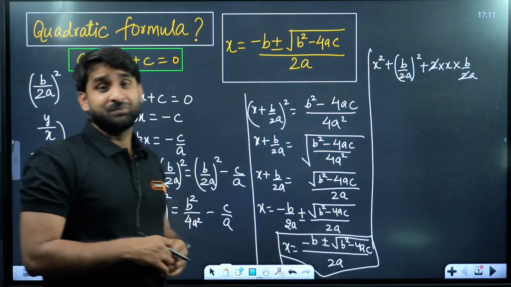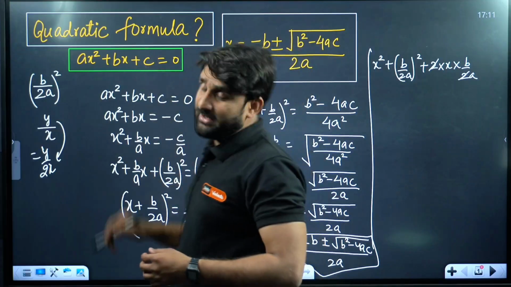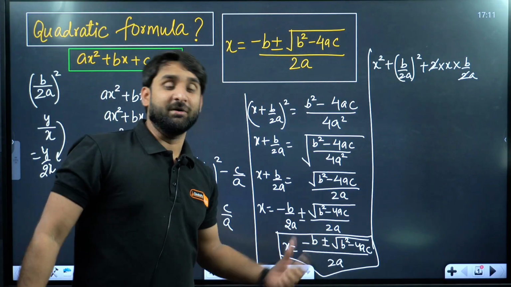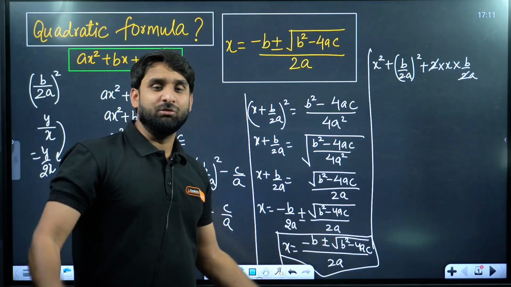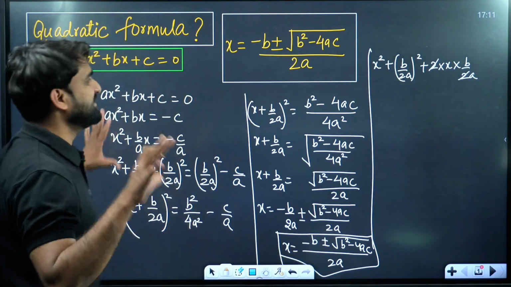We are solving here the quadratic formula. We are dealing with a quadratic equation, so we require two roots. This plus minus will decide the number of roots. On taking the plus sign, you will get the first root. On taking the negative sign, you will get the second root. I hope this is clear to you all.